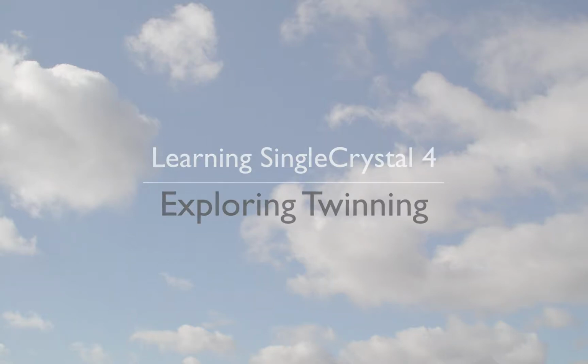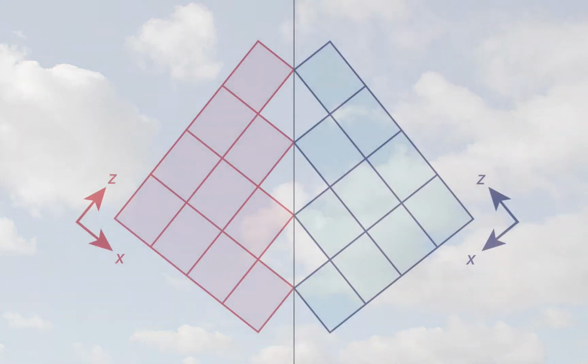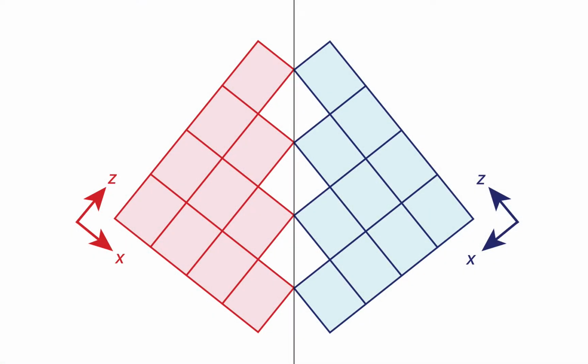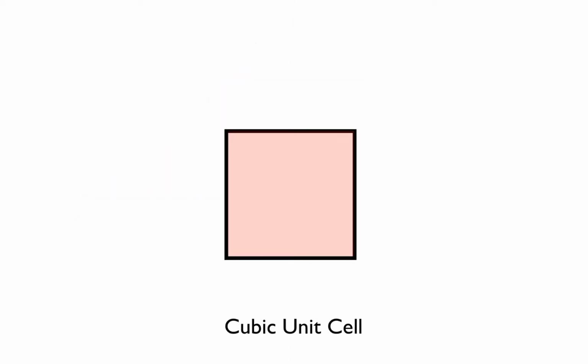Welcome to SingleCrystal 4. In this tutorial, we're going to take a look at twinning. Twinning is a very common phenomenon caused by mistakes during crystal growth or as a result of a displacive phase transition where symmetry is lost and different regions of the crystal which were related to each other are no longer related. For example, consider a cubic to tetragonal phase transition where the unit cell becomes stretched along one axis.